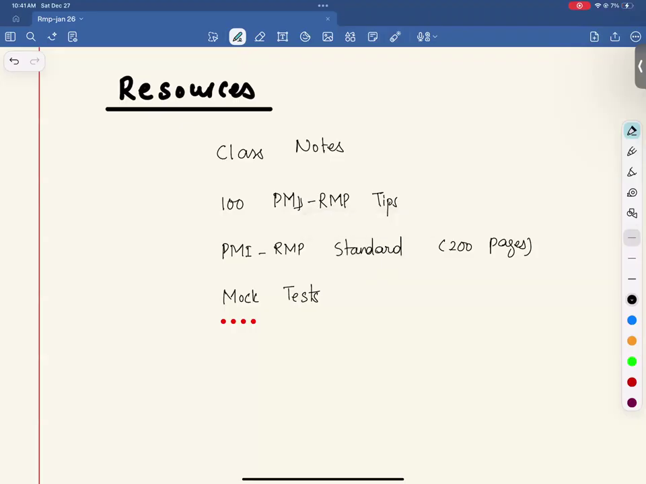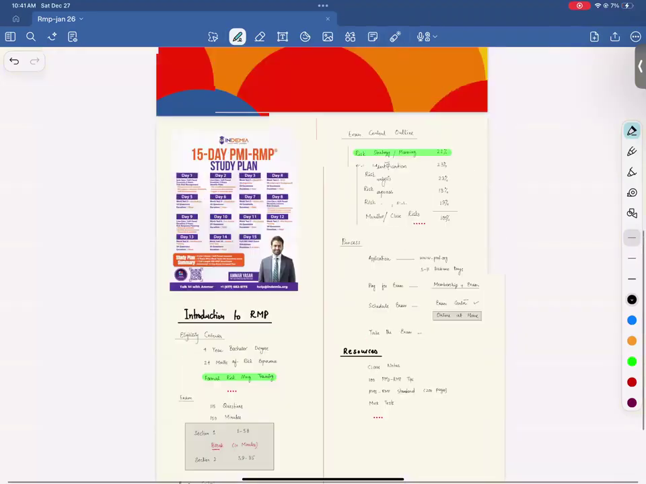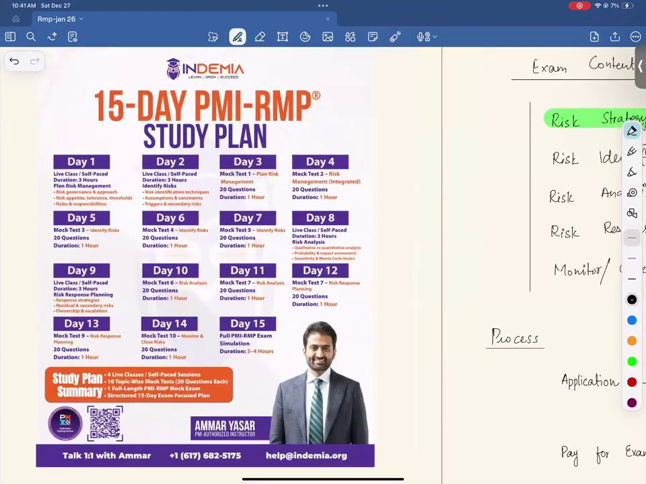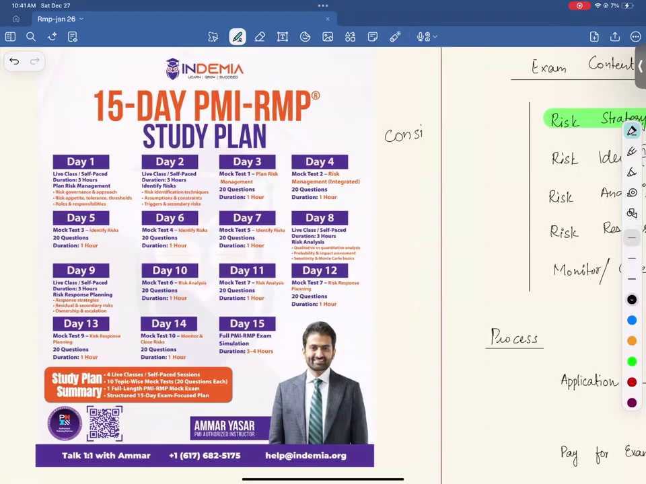How much time you need? Time I have already mentioned. If you follow this strategy, you can easily crack the RMP exam. But consistency is the key. If you stay consistent and do the homework regularly, then this exam is easier.